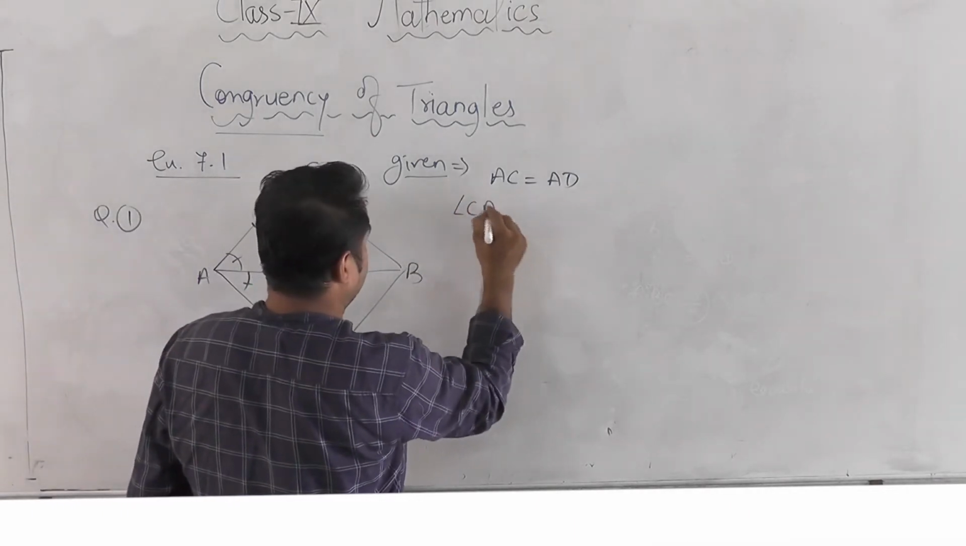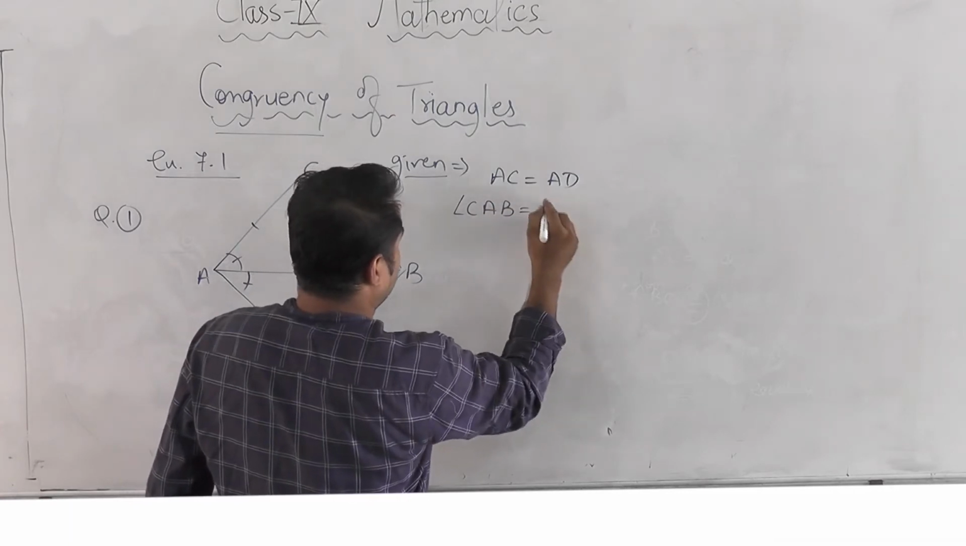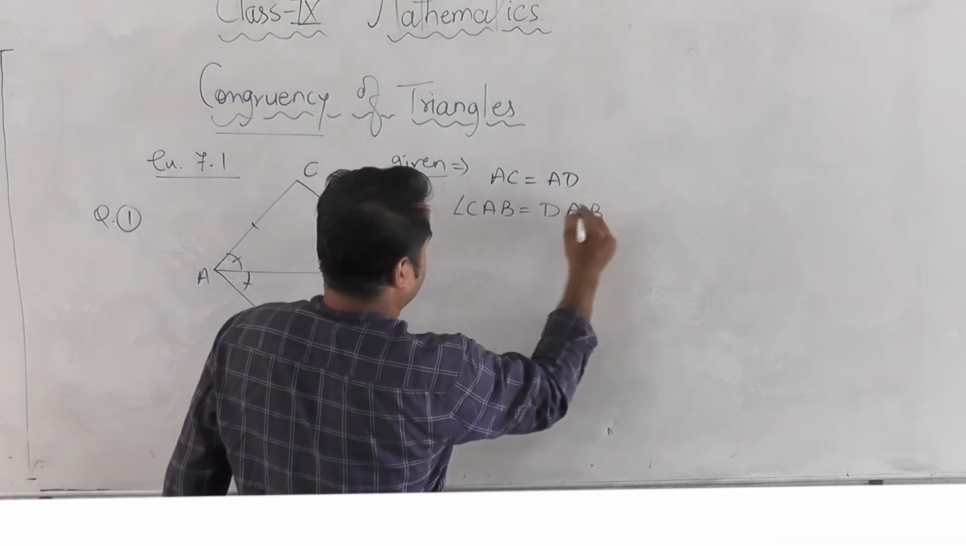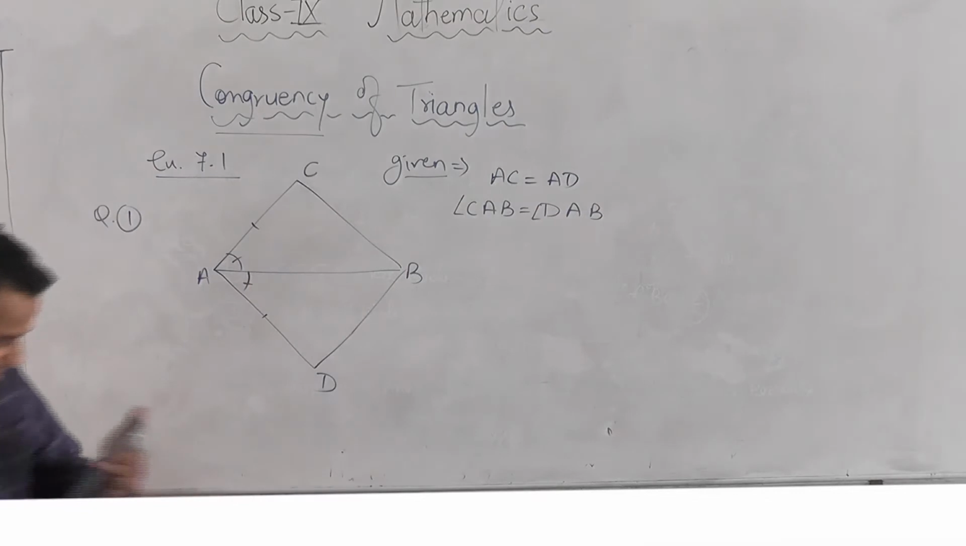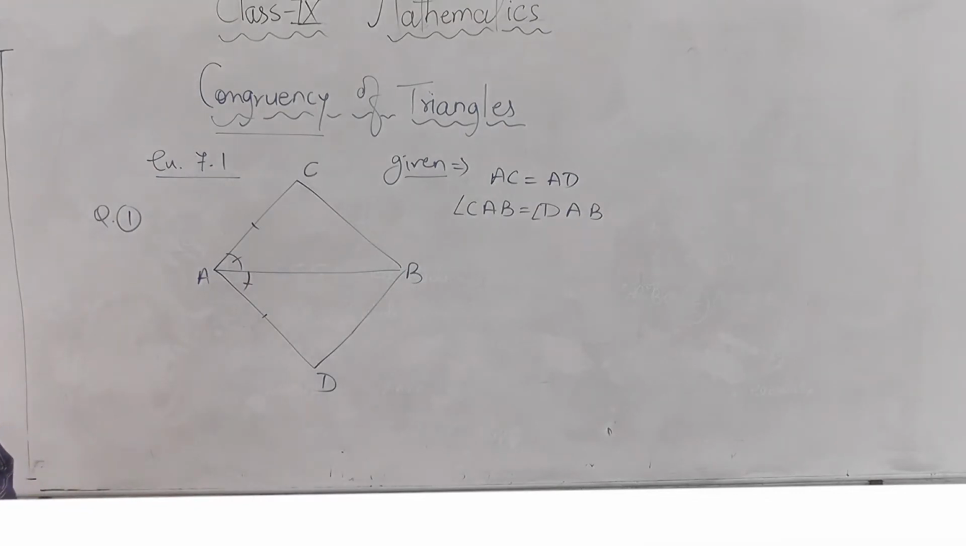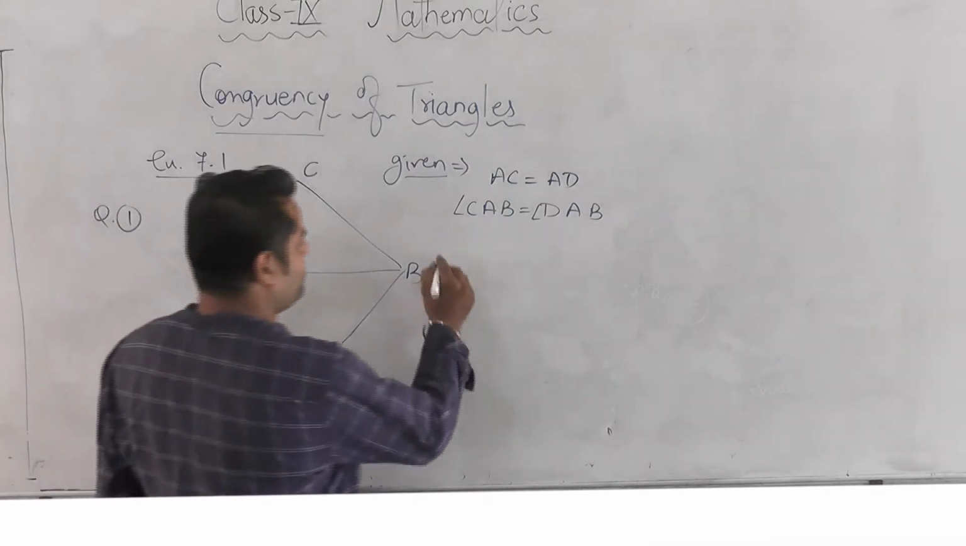So angle CAB is equal to angle DAB. These two angles are equal because of the bisector. So we have to show that triangles ABC and ABD are congruent. What can you say about BC and BD? So what do we need to prove?